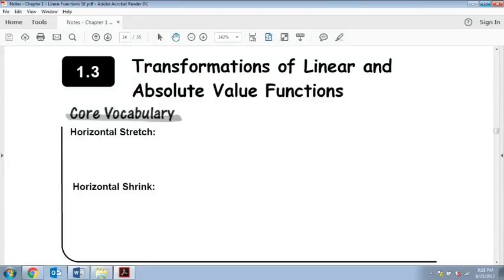Okay, this is chapter 1.3, transformations of linear and absolute value functions. Alright, and we're talking about horizontal stretches and horizontal shrinks in our core vocabulary this time. We've already talked about vertical stretches and shrinks, but now we're going to talk about horizontals.